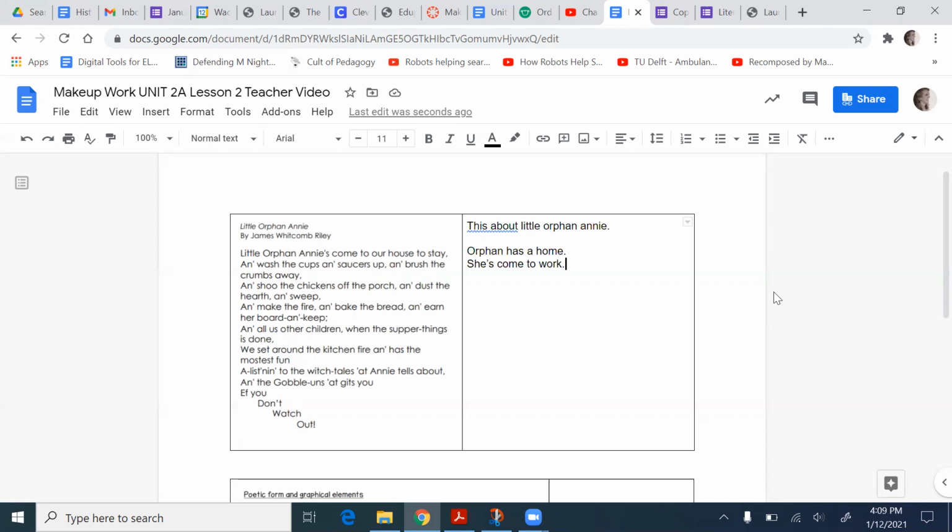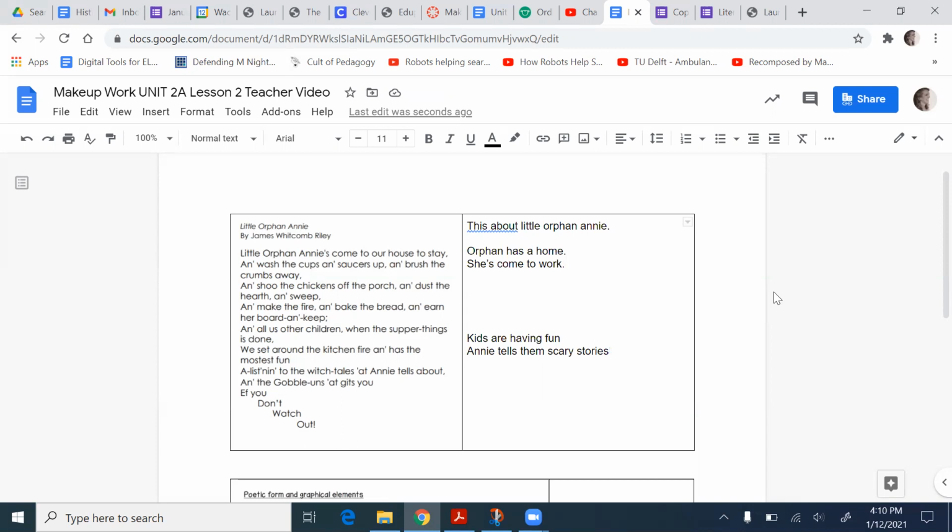And all us other children, when the supper things is done, we set around the kitchen fire and has the mostest fun. So the kids are having fun. I get that. What are they doing? A listening to the witch tales at Annie tells about, and the goblins at gets ya if you don't watch out. So Annie tells them scary stories. And I like it. Okay. So we basically get it. This is not a hard poem to understand.